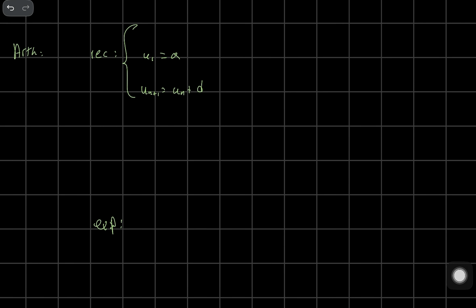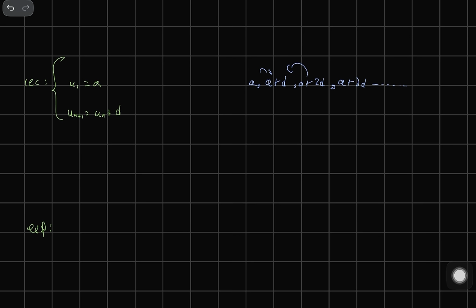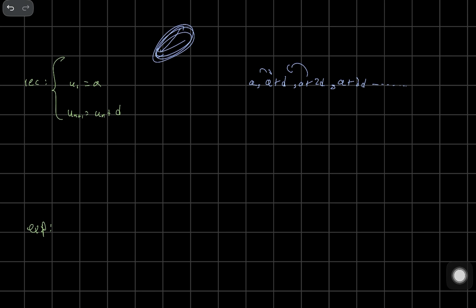So first, let's take a look at the nature of the arithmetic sequence. It's basically a, and a plus d, the common difference added to the term that's before it. Then a plus 2d, a plus 3d, and so on. So basically, the recursive one is very simple. We just take the first term and we keep adding d, d, d.